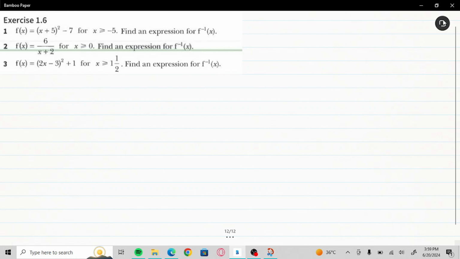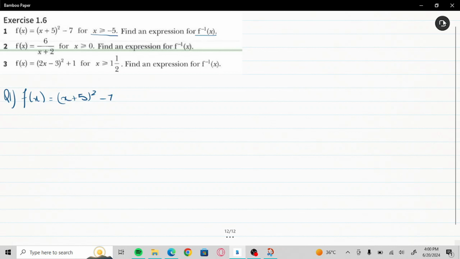Question number 1 says f(x) is equal to (x plus 5) whole squared minus 7, for x greater than or equal to minus 5. This condition is not so important in this question, however it allows us to check if our final answer is correct. So they are important, but after we solve the question. Find the expression of f inverse of x.